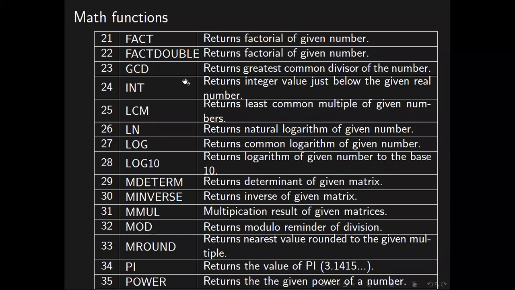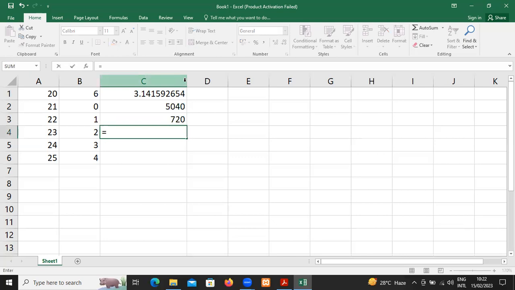Power is the next function. The power function gives the power of one number to another, x comma y. You provide x and y as the arguments. It will give you the result. Equals power, bracket open 3 comma 2. It should be 9. 3 power 2 is 9. I press enter, 9. X power y.